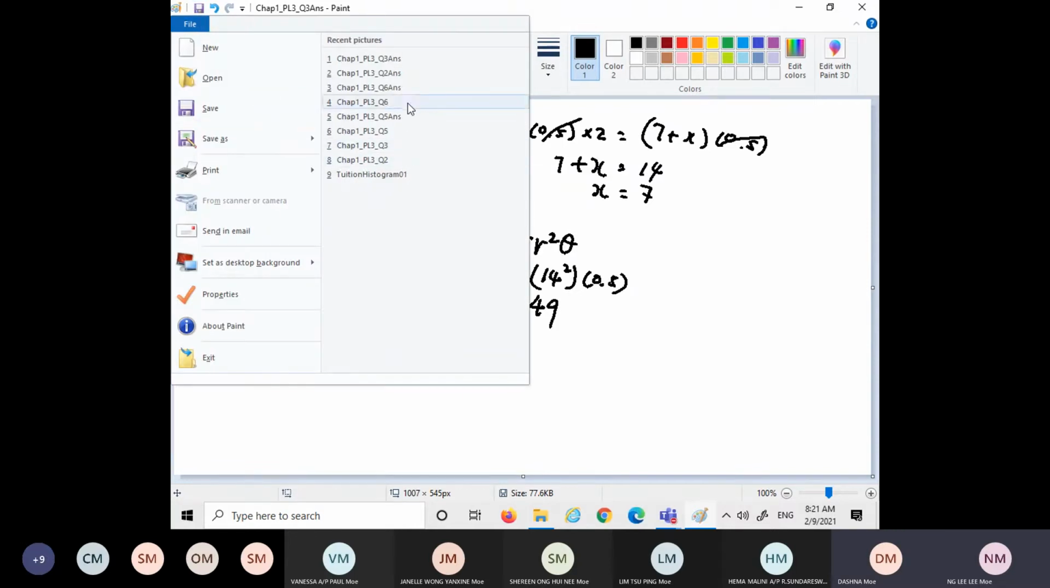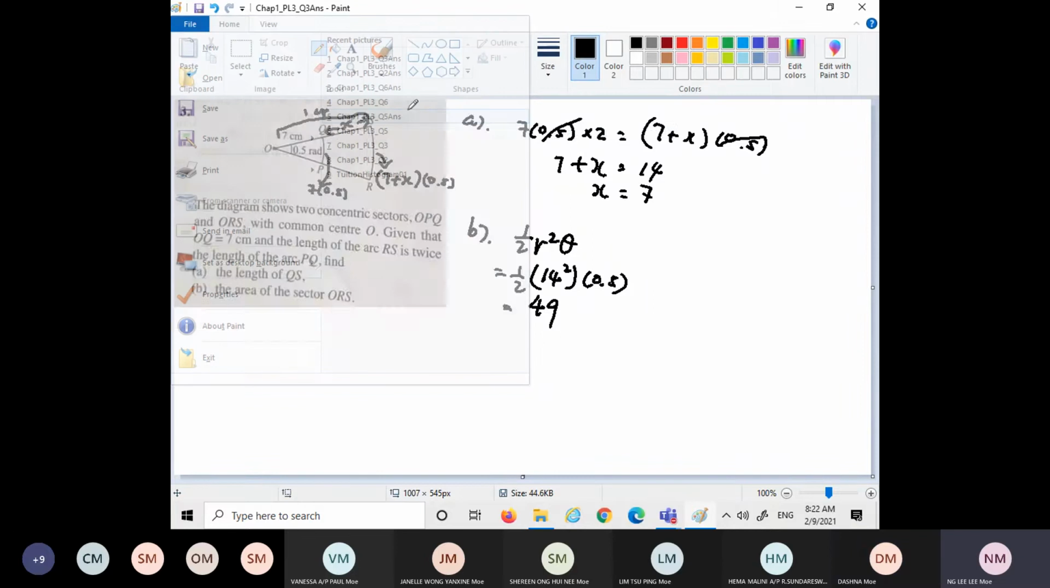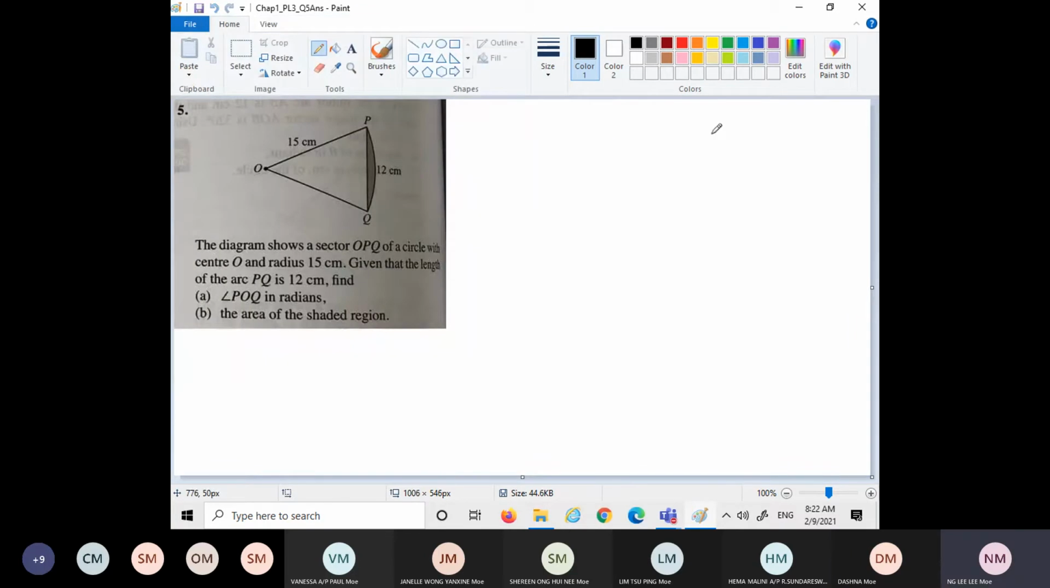Okay, so now we go to question 5. Question 4 you didn't choose. Let us start. The diagram shows a sector OPQ of a circle with center O and radius 15. Given that the length of the arc PQ is 12, find the angle POQ in radians. Not difficult also.